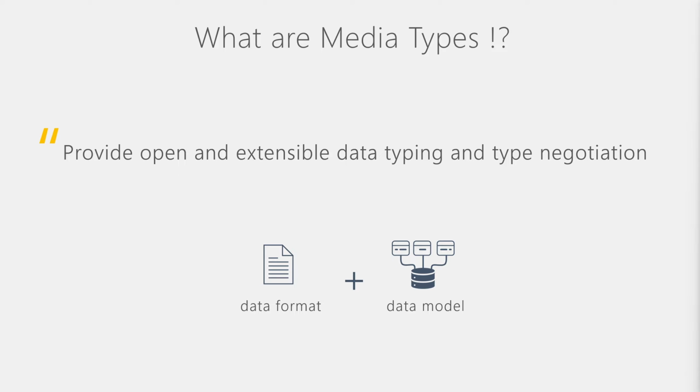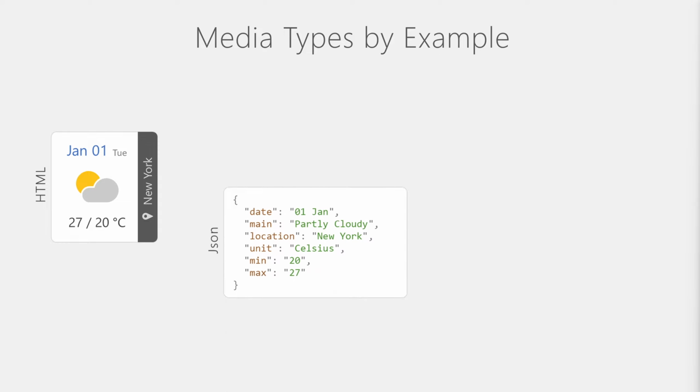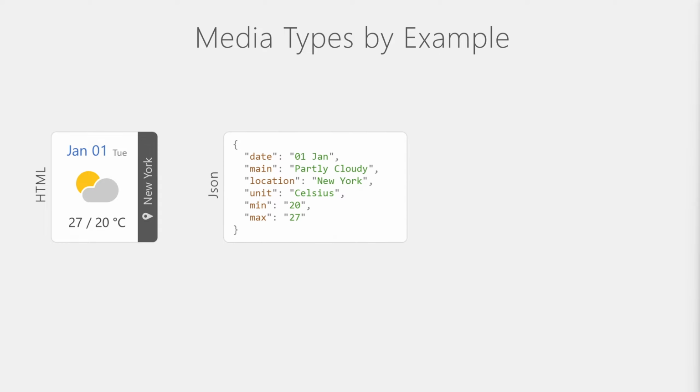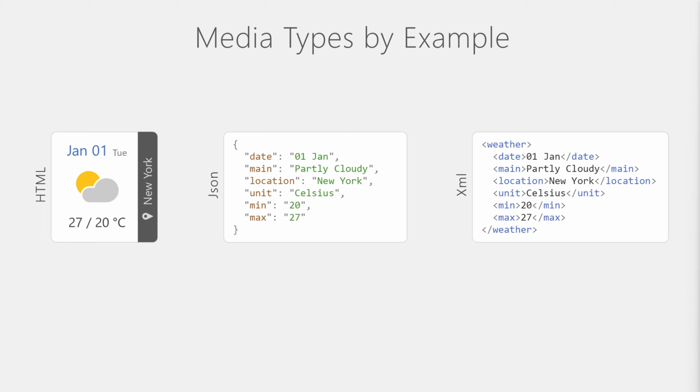Let's try to understand media types using an example. Let's say I have an API that gives me today's weather in London. Now, we have a website that wants to get weather details in HTML format to show to its users. At the same time, there is another mobile app that wants to get the same detail in JSON format. And we also have a legacy application consuming our services, and it can only understand XML format.